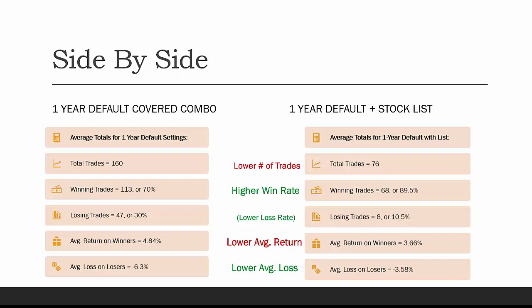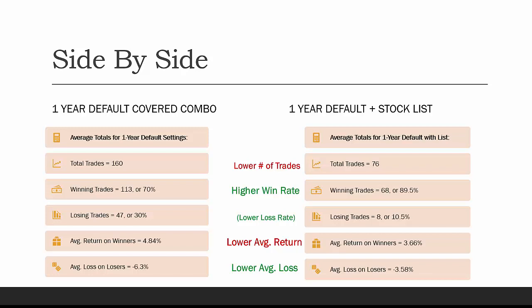Taking our 1-year default and putting in our preferred stock list, total trades pretty much dropped in half. We only had 76 total positions, but we get a much higher win rate. 68 of those 76 were successful, close to 90%. This, of course, means we have a lower loss rate, only about 10 or 11% losers.